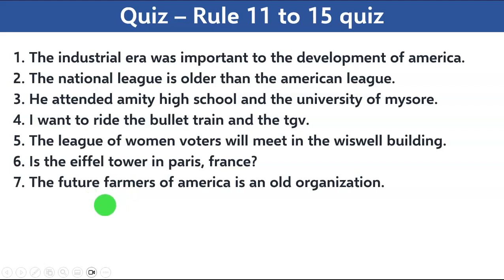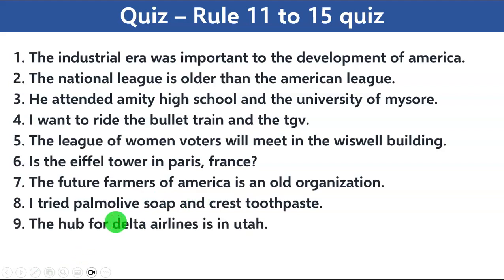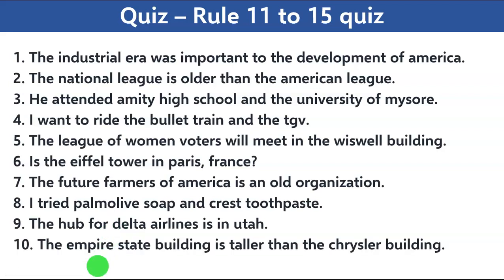Number 6, is the Eiffel Tower in Paris, France? Number 7, the Future Farmers of America is an old organization. Number 8, I tried Palmolive soap and Crest toothpaste. Number 9, the hub for Delta Airlines is in Utah. And number 10, the Empire State Building is taller than the Chrysler Building. Now friends, since there are 10 questions, you will need more time, but you can go ahead and stop the video for as long as you like. I'm going to give you a time of 10 seconds and then we will look at the answers. Your time starts now.